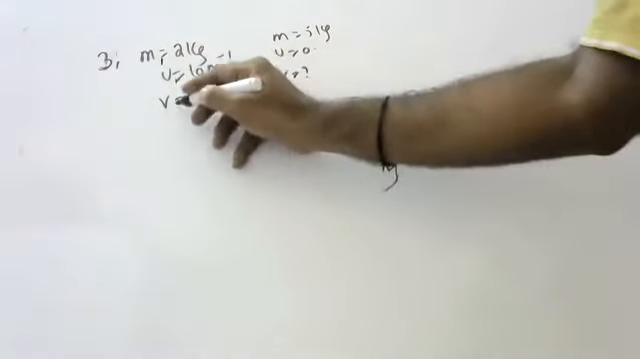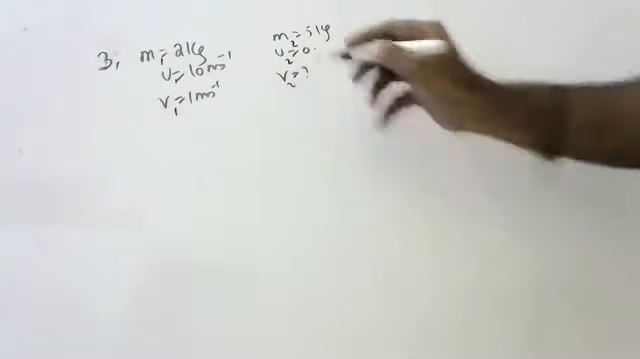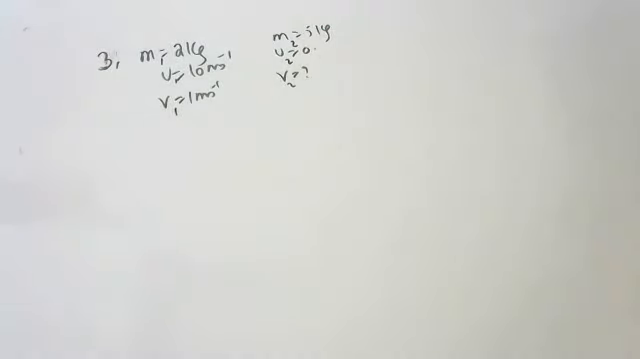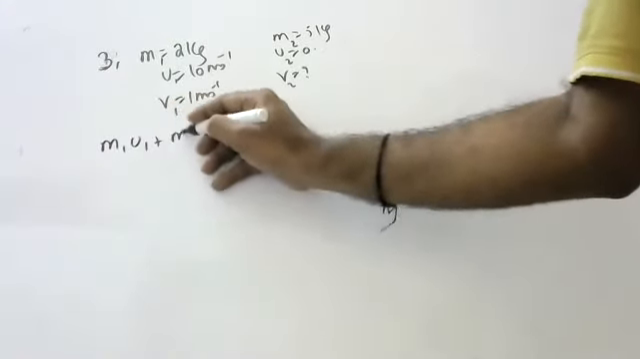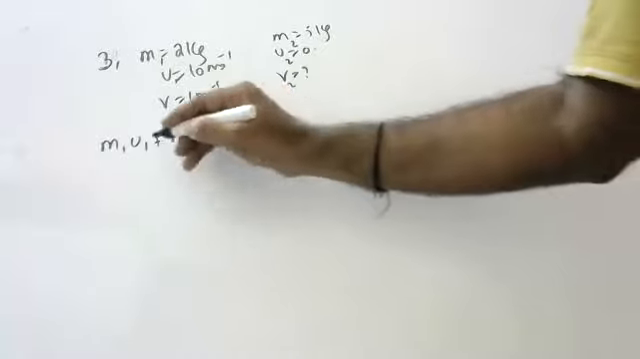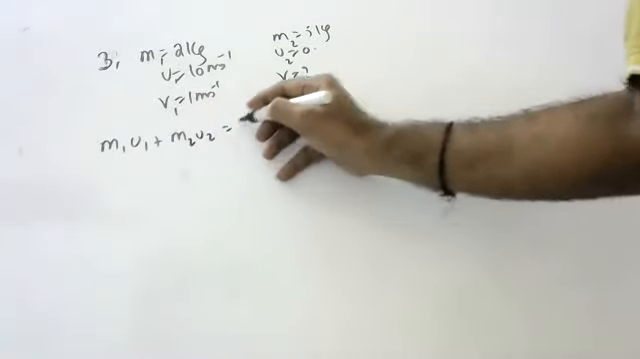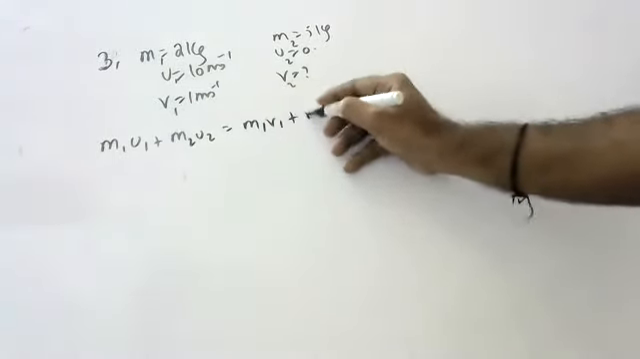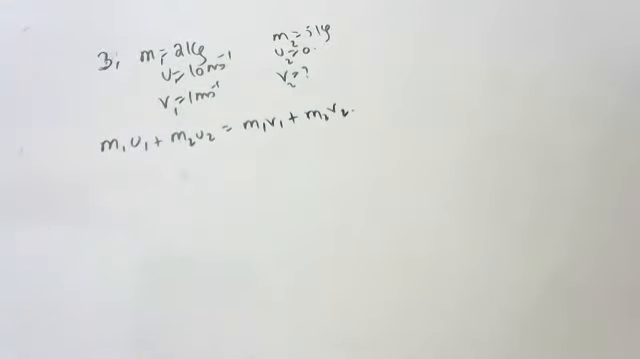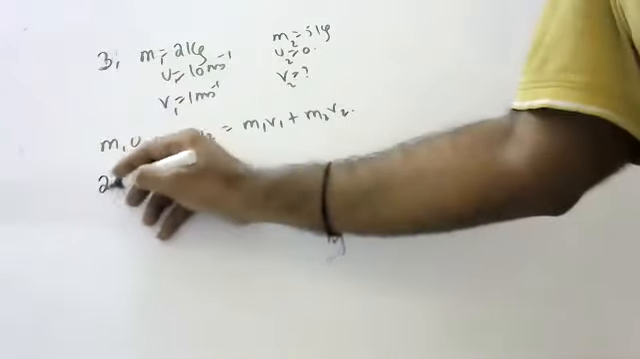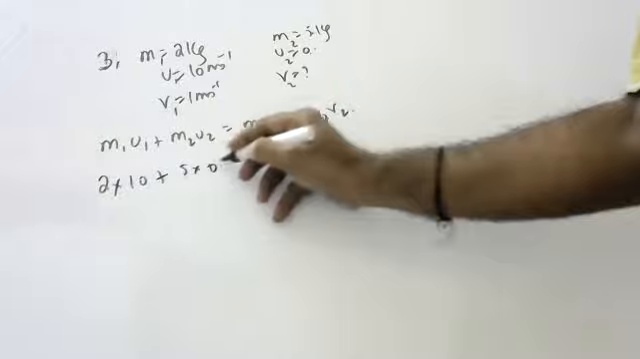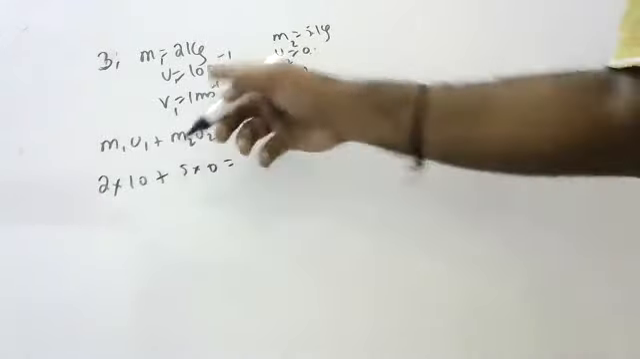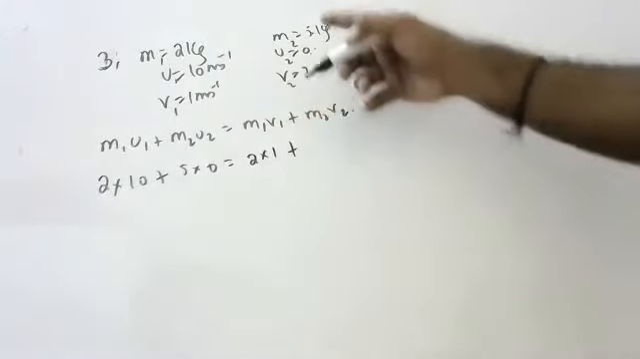This is M1, U1, V1. This is M2, U2, V2. Anyone wants to try, children, or should I tell? Momentum before collision, M1 U1 plus M2 U2, is equal to momentum after collision. First body, 2 into 10. Second body, 5 into 0. First body, 2 into 1. Second body is 5 into V.